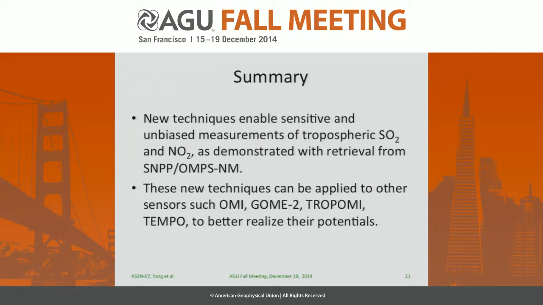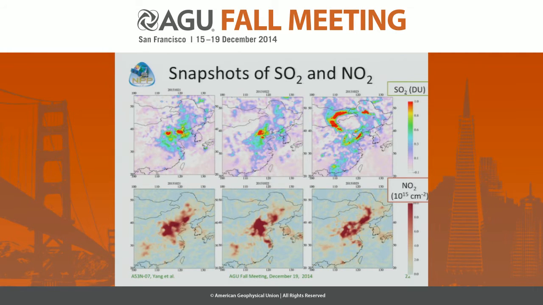This is a summary. We have new techniques which have enabled us to have unbiased measurements of both the tropospheric NO2 and SO2. We demonstrated this with the ARMS instrument, and this is quite general. It can be used for other instruments as well. To end, I'll show a daily snapshot of a pollution event with ARMS. ARMS is designed primarily for total ozone measurements, but with the new technique we can make it useful for air quality applications as well.